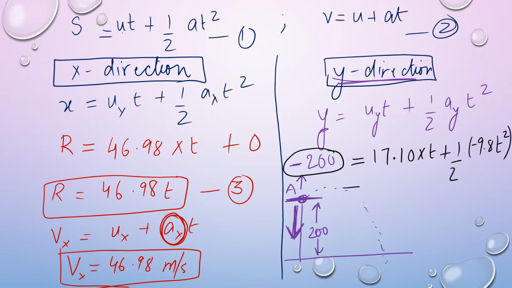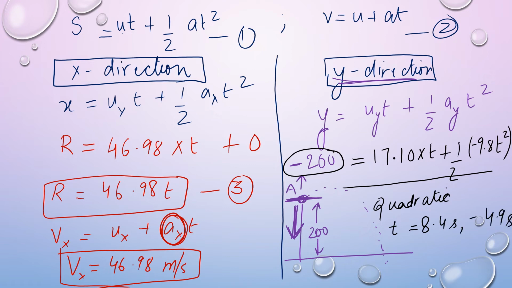So this is nothing but a quadratic in t. On solving this quadratic you are going to get two values. One is 8.4 seconds, another is negative 4.9 seconds. Time can never be negative, so my time of flight for the whole of this motion is t equals 8.4 seconds. Let's say this is the fourth equation.